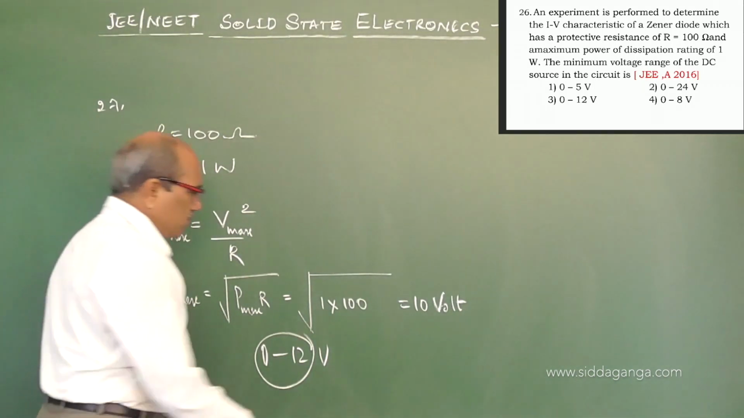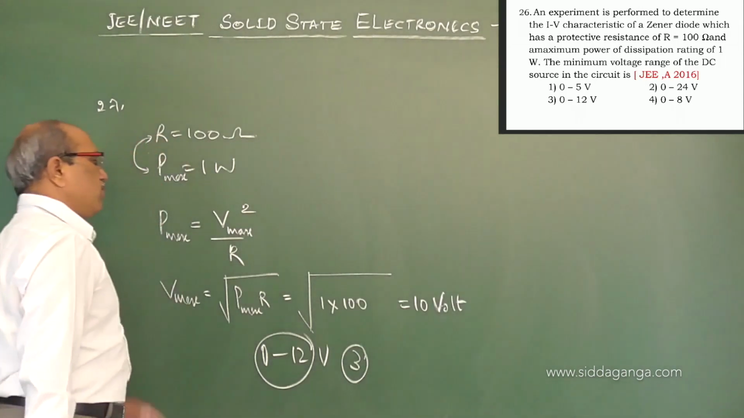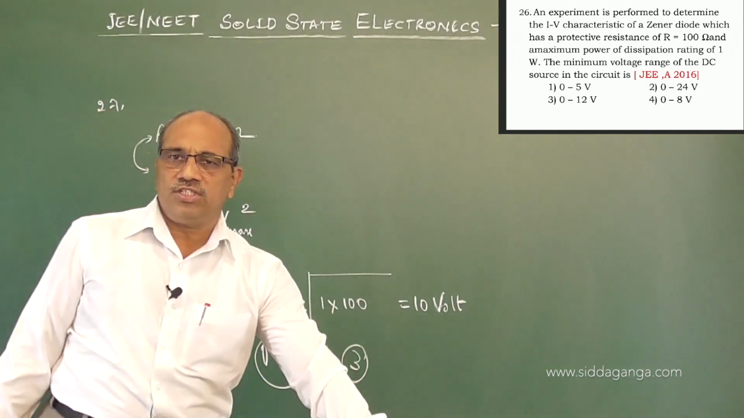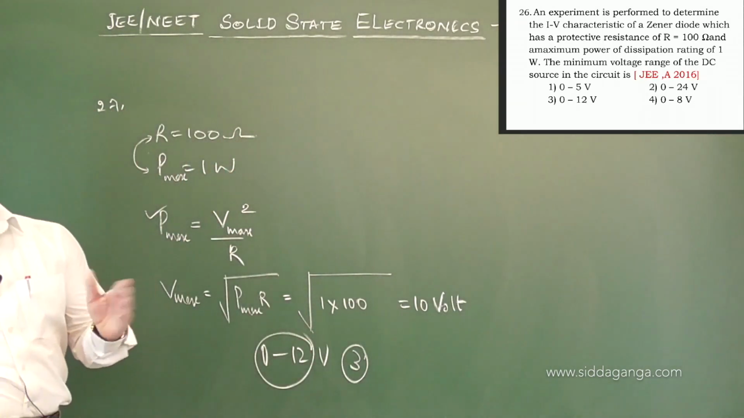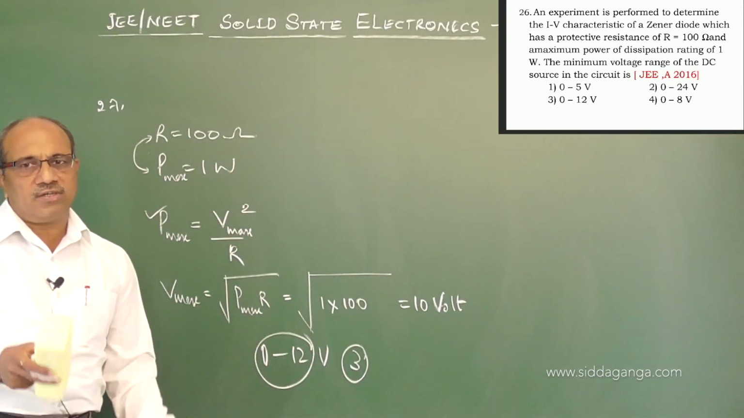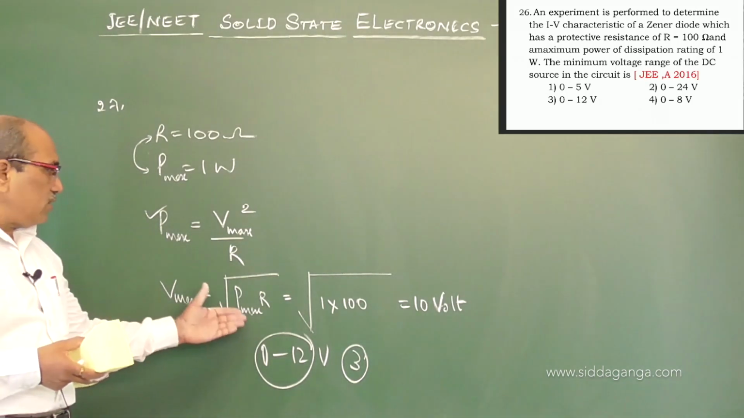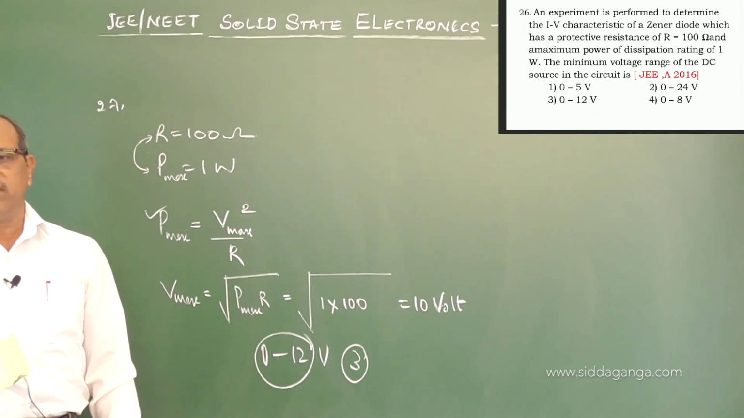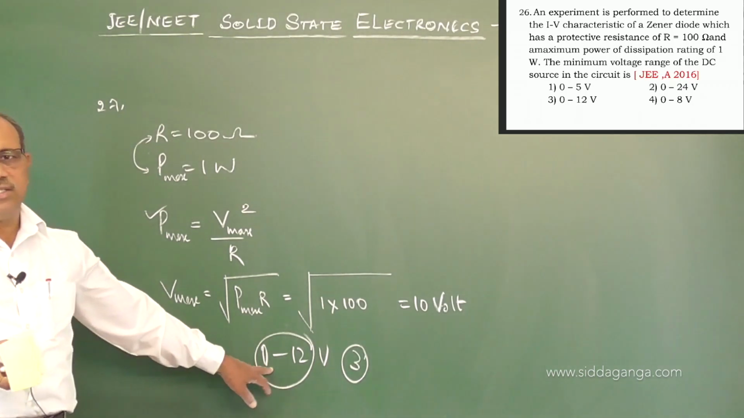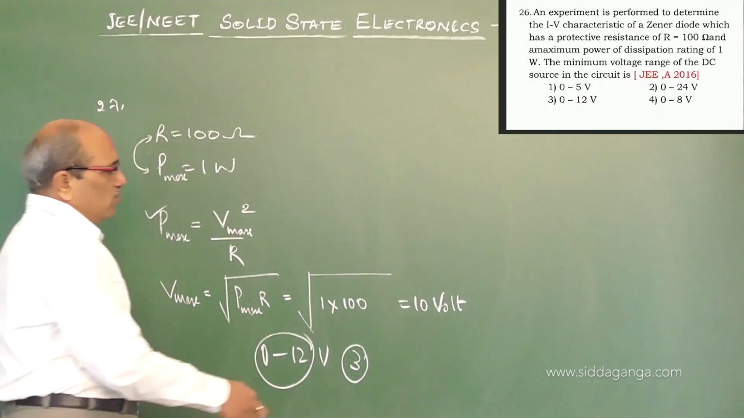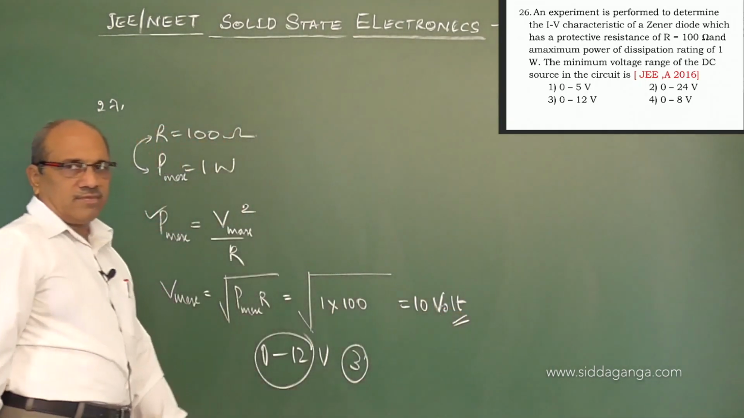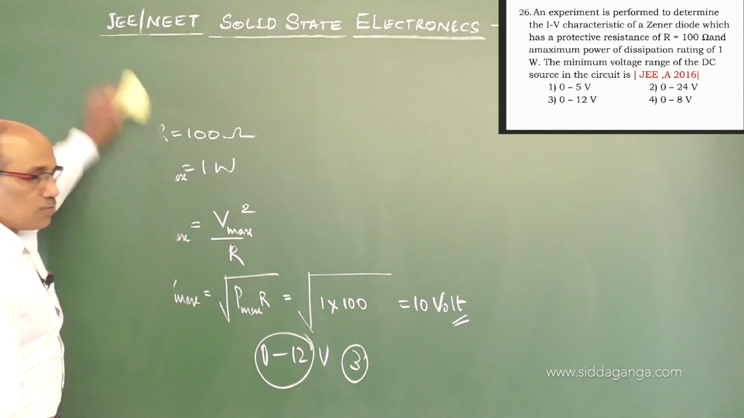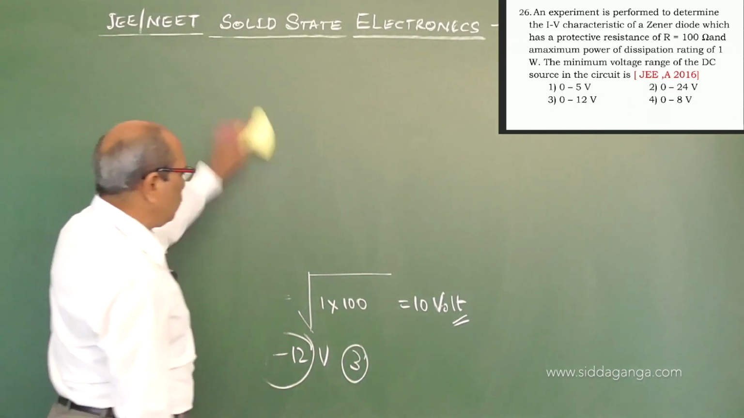JEE 2016, option number 3. Power equal to V square by R relation, power dissipation across a Zener diode is taken. 0 to 5 cannot be, because it cannot give you the Zener breakdown. Zener breakdown is around 10 volt. Therefore 0 to 24 volt again becomes high. The reliable range is 0 to 10 because the maximum voltage is 10 volt. That limits the range of the variable voltage input. So the option is the third one, 0 to 12 volt.